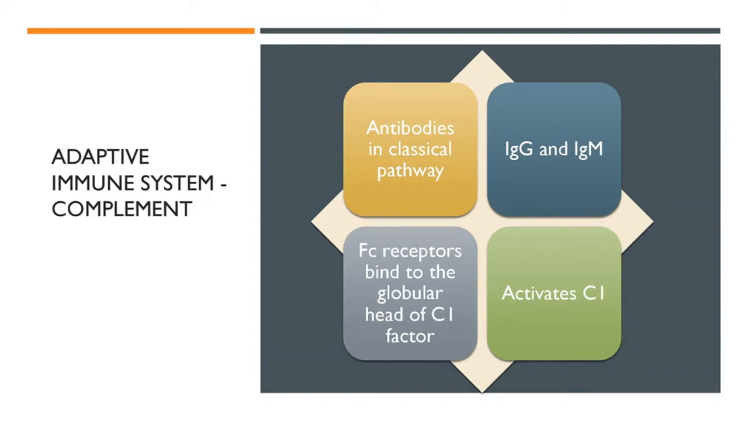Complement, as previously discussed, also involves antibodies to activate the classical pathway. Both IgG and IgM play a role here by recognising the immune complex formation in the classical complement pathway, and as such beginning the cascade. Fc receptors on the antibody facilitate the formation of the antigen-antibody complex by binding to the globular head of the C1 factor, initiating a conformational change in the complex causing autocatalytic activation of C1.